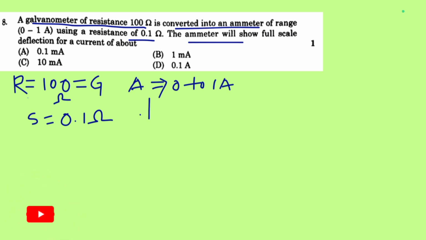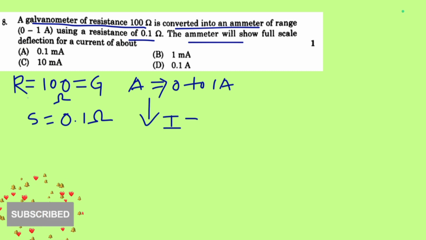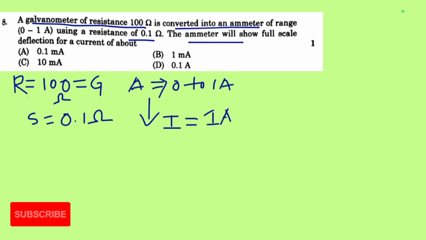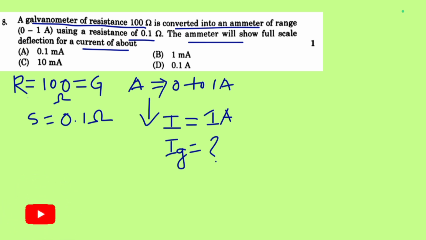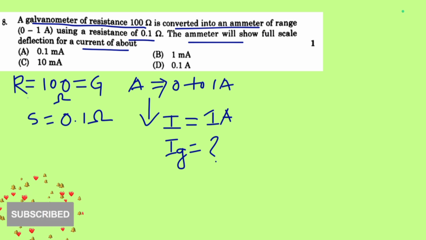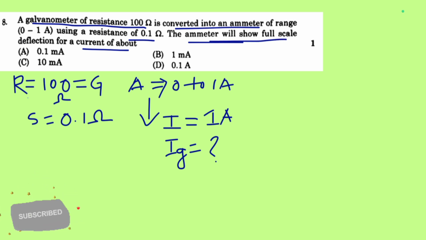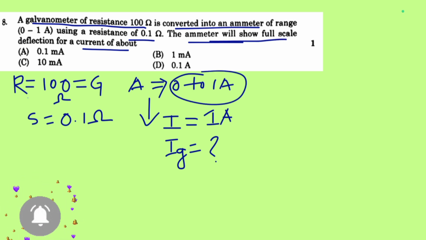Now the ammeter is showing the full scale deflection, so the current value shown by the ammeter will be maximum, that is 1 ampere. That is the current flowing through the whole circuit after connecting the shunt. What do we have to find out? We have to find out the current Ig. You can see here the ammeter is showing full scale deflection, which means it is showing the maximum value of the given range. Yes or no?